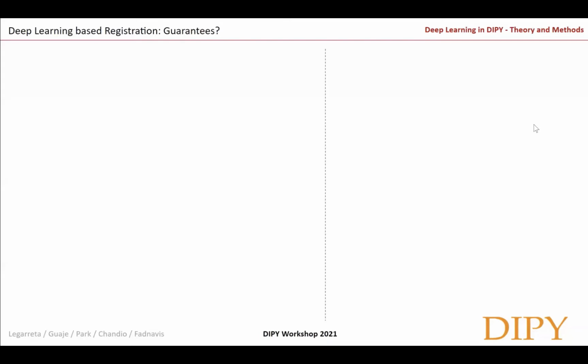All right, before closing down today's presentations, I just wanted to reinforce what Brahmsh presented before this and talk a little more about the guarantees of registration based on traditional methods versus registration based on deep learning. So in traditional registration, typically diffeomorphic registration, I'm talking about nonlinear registration here.